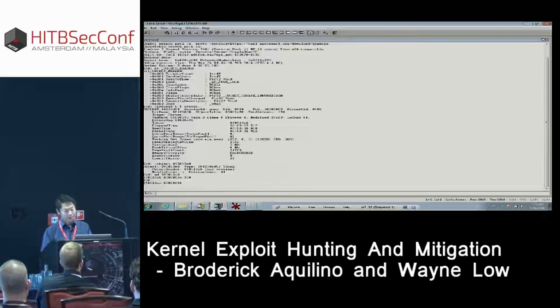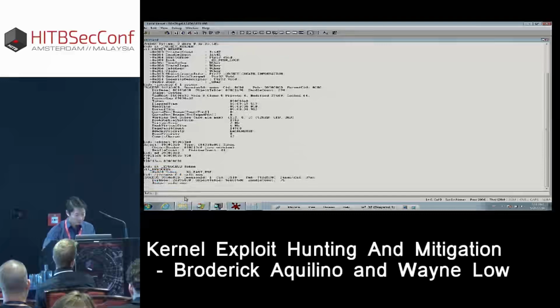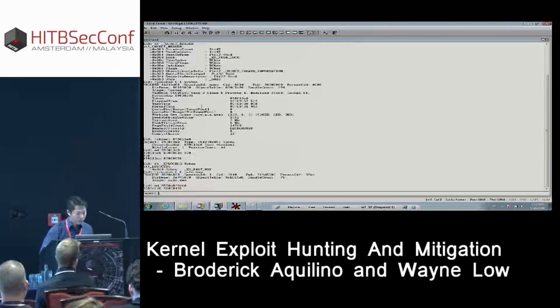So first we need to get the offset of the field. It is located in the process object. So the token is located at offset F8. So we simply need to get the address of the calculator object in memory. So it's here. So we want to change the token field, which is at offset F8. So we want to set it to the token of the system process.